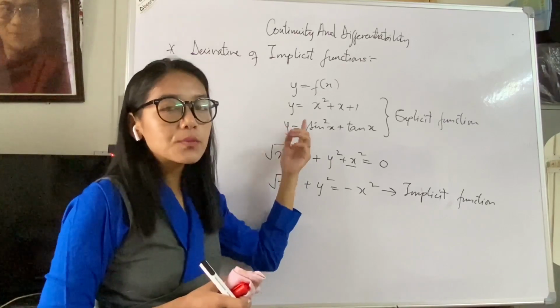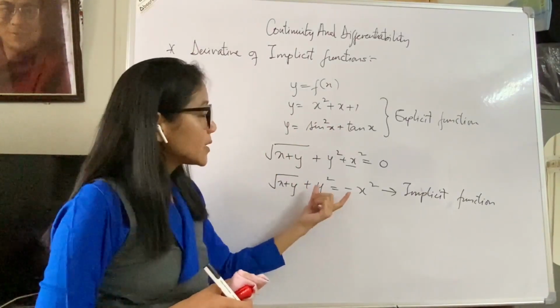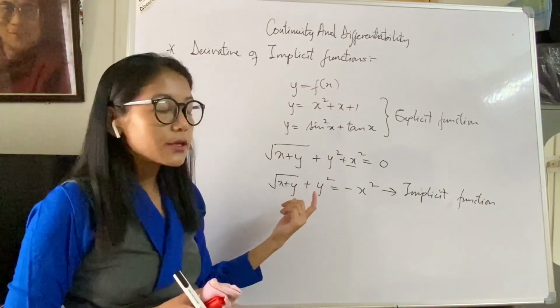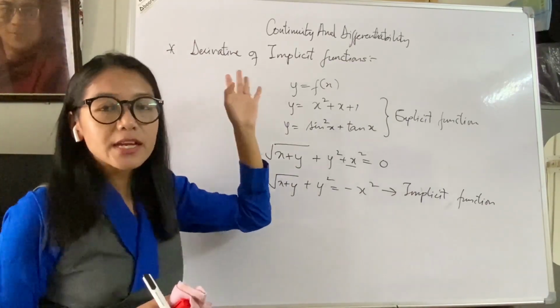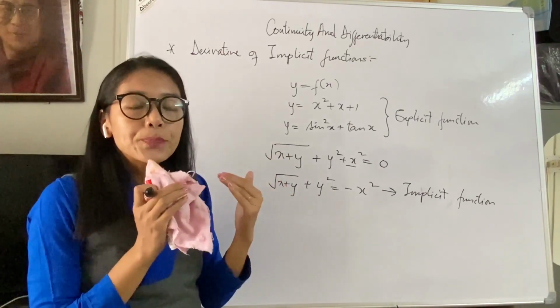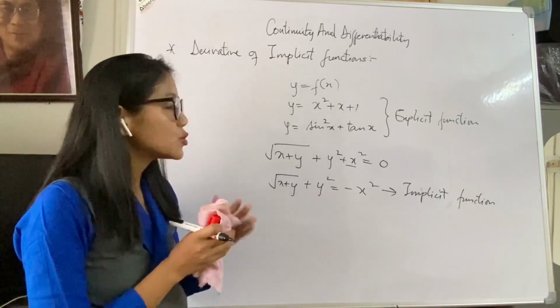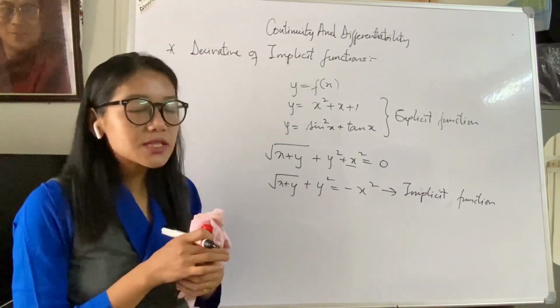Okay, so when your given function is an explicit function, then it is very easy for us to obtain the derivative. By differentiating both sides, you can obtain the derivative. But in case of an implicit function, how are we going to differentiate it? Okay, so that we are going to see here in this topic, finding the derivative of an implicit function. So first you should know when we say that a function is an implicit function.